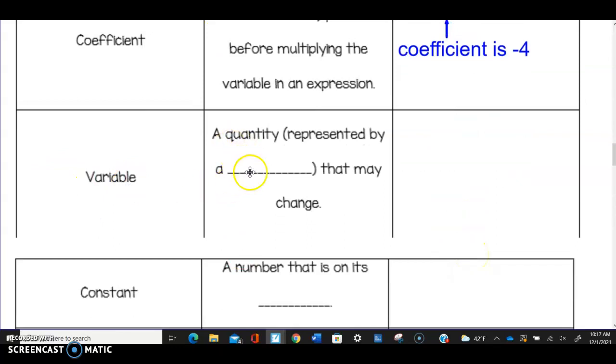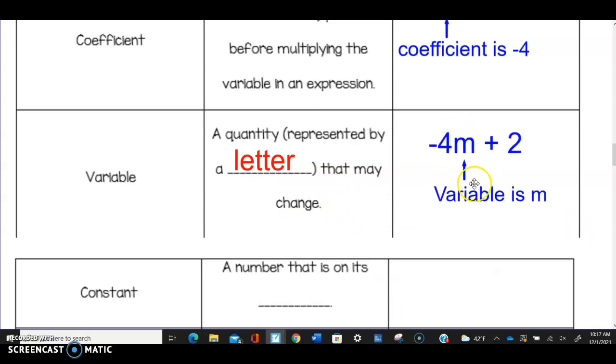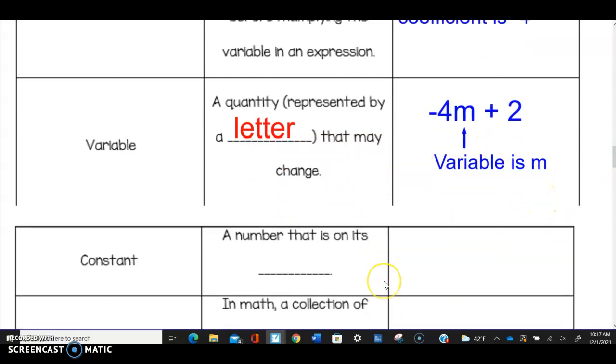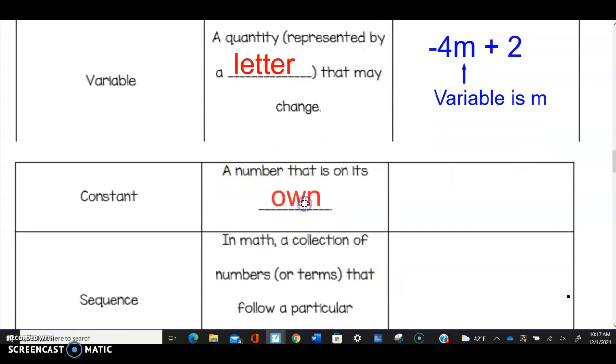A variable, a quantity represented by a letter that may change. So in that same expression, m would be our variable. Constant is a number that's on its own in an expression. So in this case, the 2 is constant. No matter what m is, they could tell me that m is 10, and I'd have to multiply it by negative 4. They could tell me m was 92, I'd have to multiply it by negative 4. No matter what my variable is, my 2 stays constant. Whatever this term multiplied out to be, the product, we would have to add 2. So it stays constant.